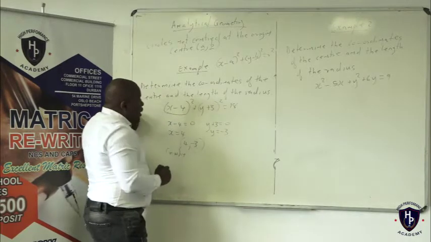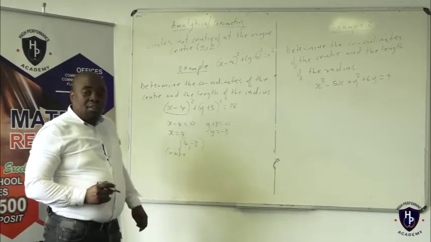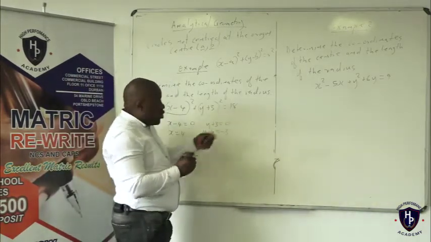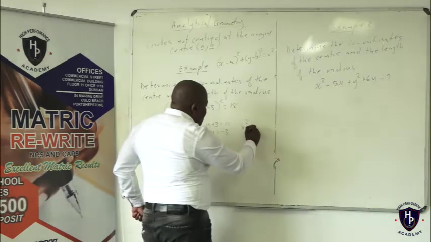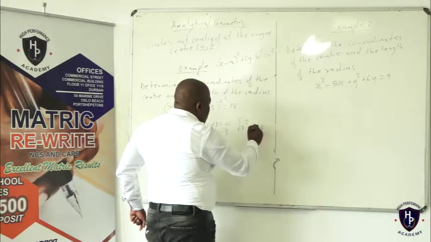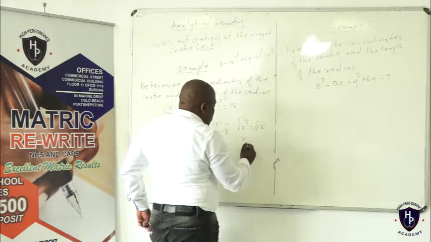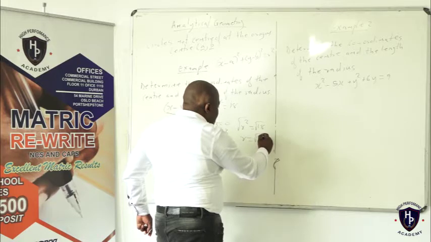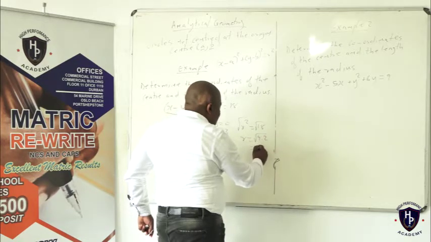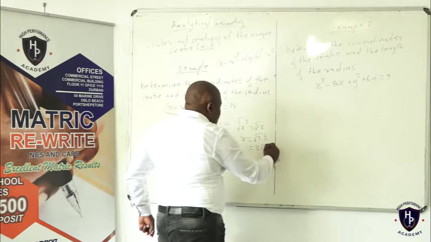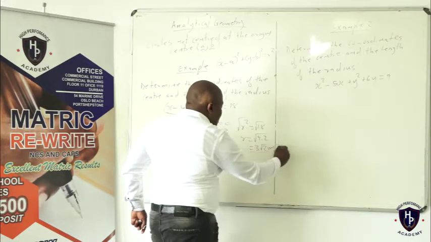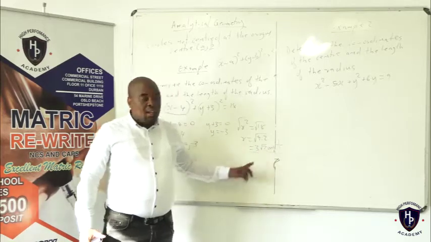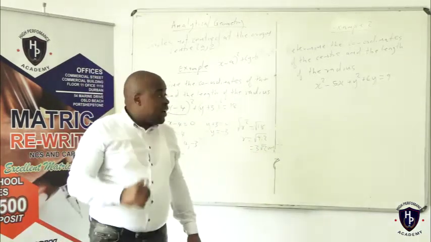Okay? Now, for the length of the radius, it's very easy. This is equal to r squared. So I'm going to say r squared equal to 18. You put square root on both sides. r equal to square root of 18, it's 9 times 2. This is 3 root 2 units. It's very important to write units because this is the length. Okay? Now, let us carry on.